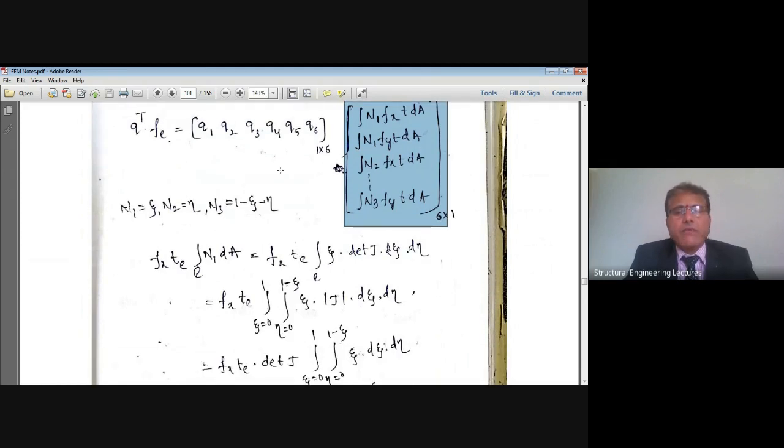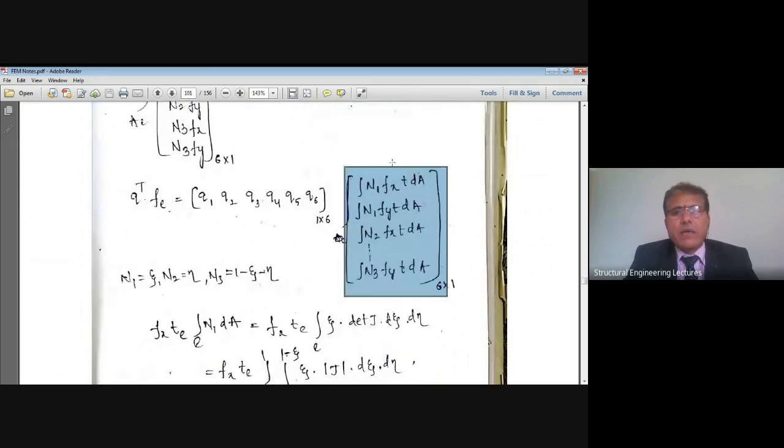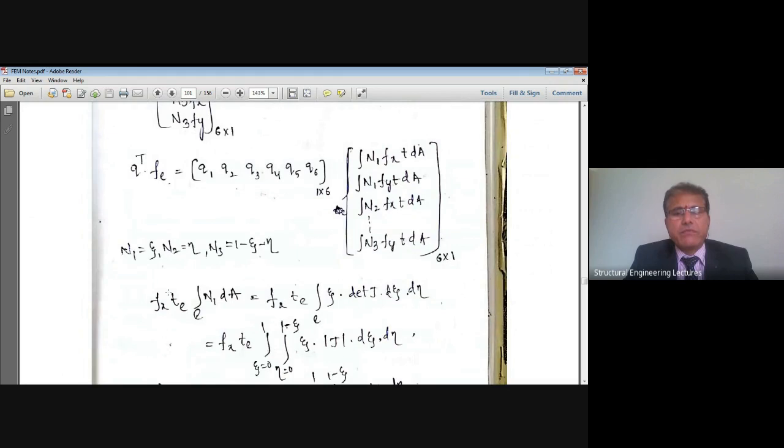But let us see. We already know that N1 is given by xi, N2 by eta, and N3 by 1 minus xi minus eta. Therefore, now I'll take any one of the above terms. Let us say the very first term, that Fx multiplied by t can be taken out of integration, right? Then the integration of N1 dA, Fx multiplied by t, but N1 is nothing but xi, multiplied by dA, which can also be written in terms of xi and eta as det J d xi d eta.